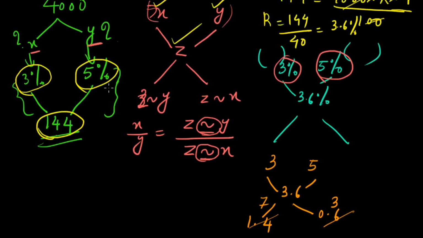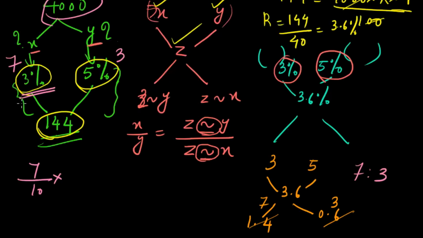So how can we do it? 7 is to 3 is the ratio. So from that, if you want to find out what was invested at 3%, it will be 7 by 10 into total amount, which is 4,000. Okay. So the amount invested at 3% and the amount invested at 5% are in the ratio 7:3. So in order to find out the amount at 3%, it will be equal to 7 by 10, 7 by 7 plus 3, that is 10. 7 by 10 into 4,000.